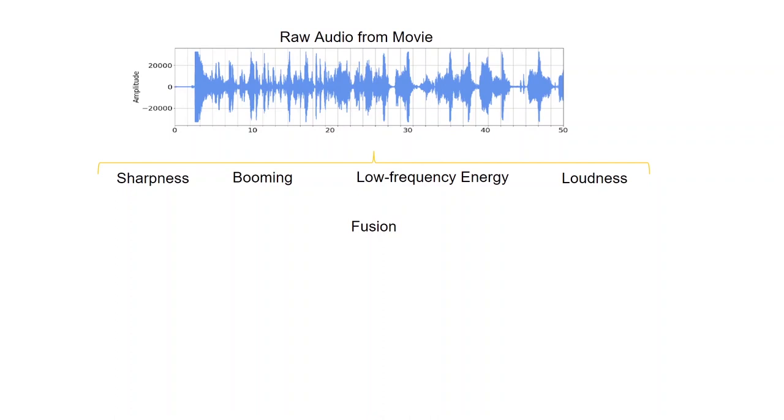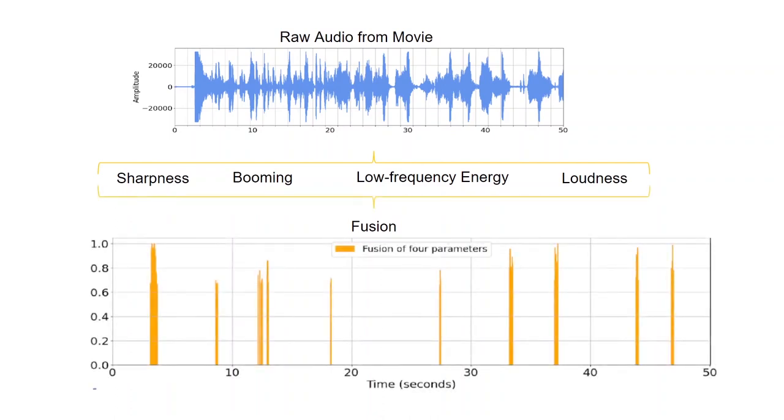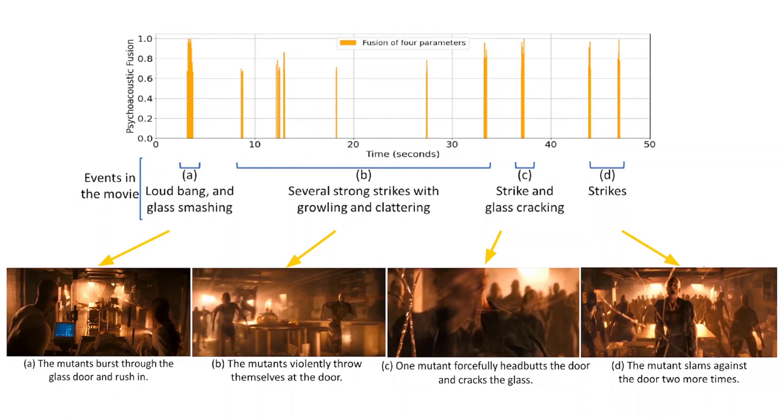Then, we fused the four parameters after thresholding on normalized psychoacoustic parameter values. The normalized peak values are directly used as vibration amplitudes. In a word, from audio, we extracted when and how intense cues. Our algorithm fuses the outputs from the four measures, resulting in various haptic effects being rendered in response to key auditory events in the movie, such as banging, smashing, impact, and clattering.